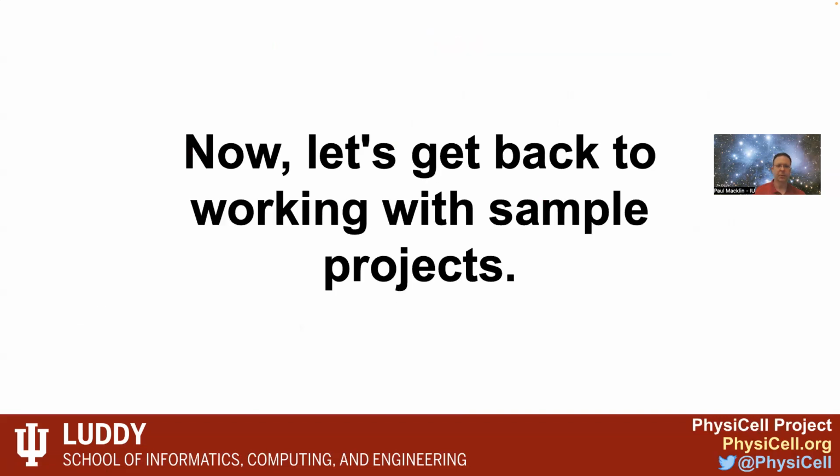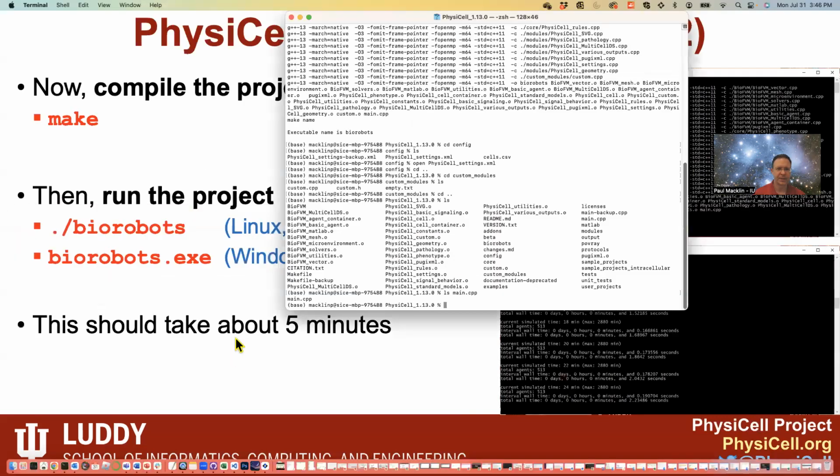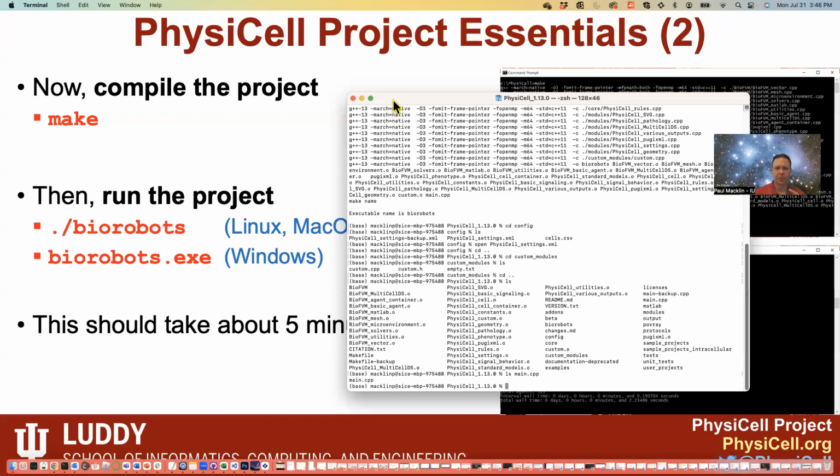Okay, so now let's get back to working with the sample projects. So we already did this, right? We said we want to work with the biorobot sample project. We typed make biorobot-sample, which put all the source files where they belong, and we typed make again to compile it, and now we're ready to execute the project.